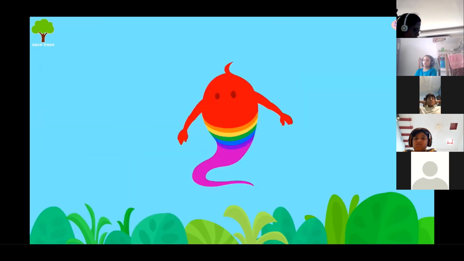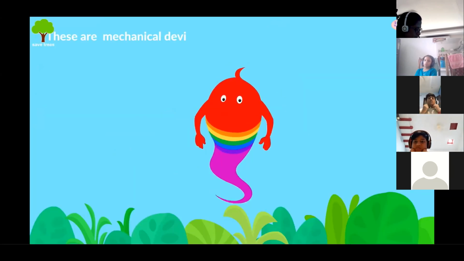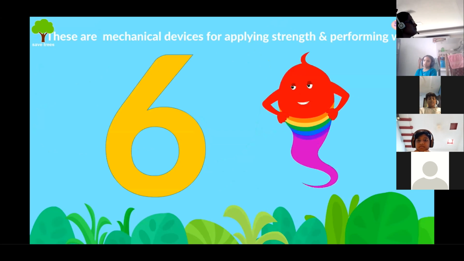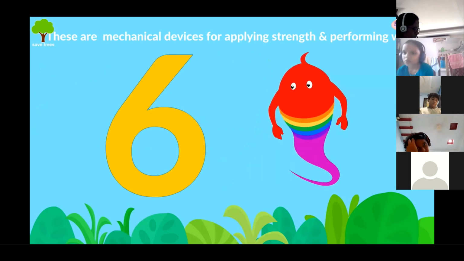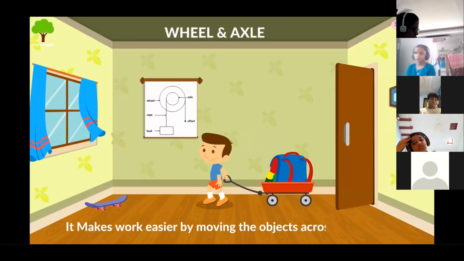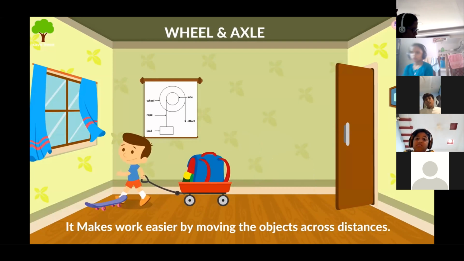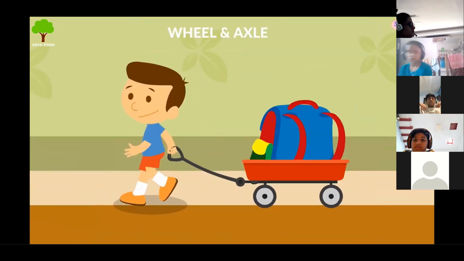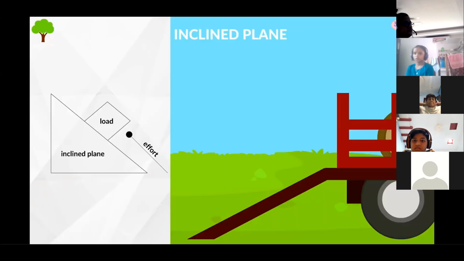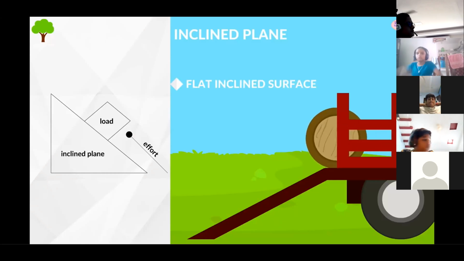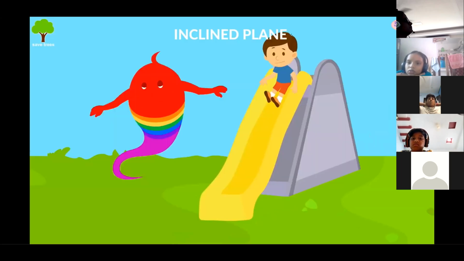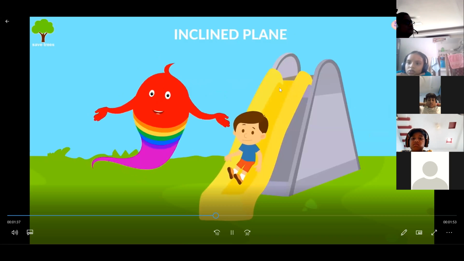Simple machines are very basic mechanical devices for applying strength and performing work. Let's see 6 different kinds of simple machines. Wheel and axle. It makes work easier by moving the objects across distances. The wheel turns with the axle causing movement. An example is your skateboard. Inclined plane. It is a flat surface that is inclined, so it can help move objects across distances. This slide is also an example of inclined plane.